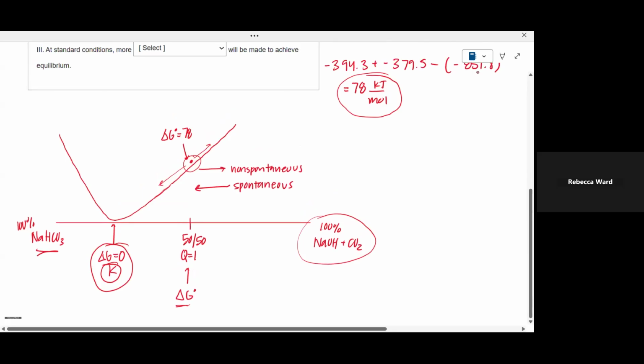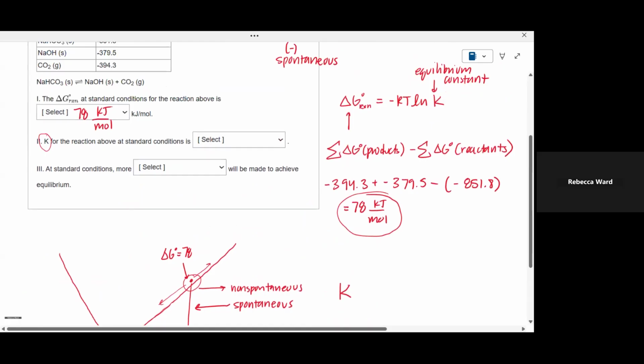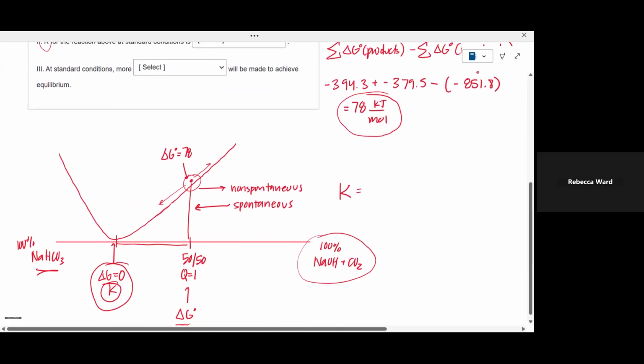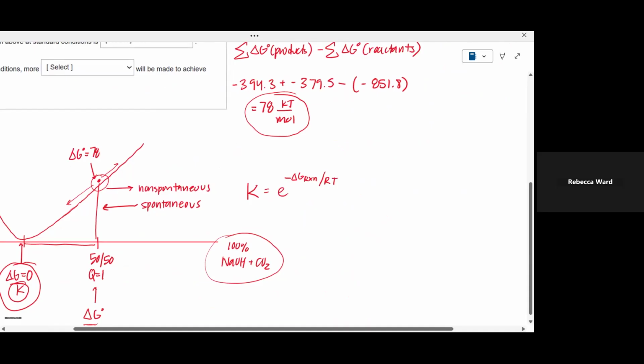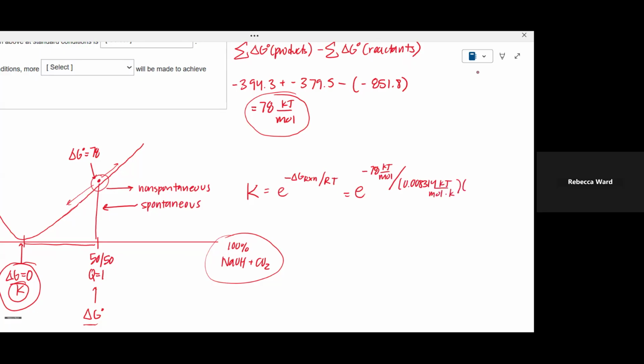We can make a quantitative connection between these two points, and that's what our equation does. So if I rearrange the equation we had up here, K equals e to the negative delta G of the reaction divided by RT. Make sure that you use the right units. So I'm going to have e to the negative 78 kilojoules per mole, and then I'm going to divide by 0.008314, because that puts R into kilojoules per mole Kelvin, and then multiply by 298 Kelvin.